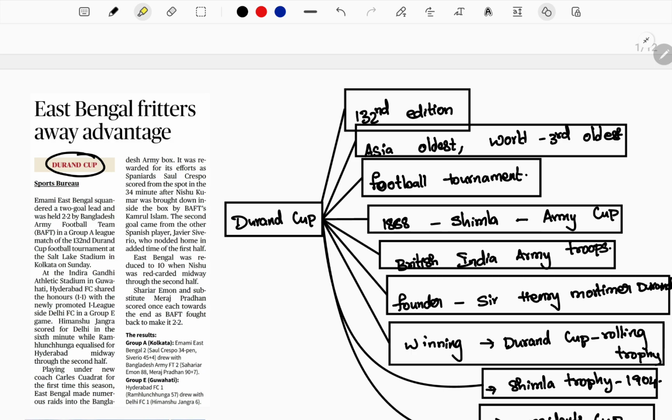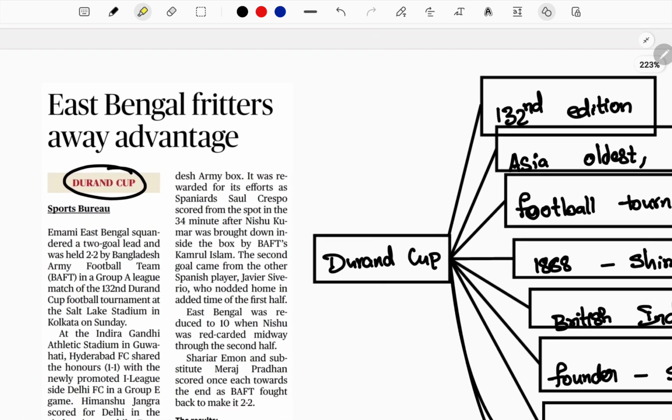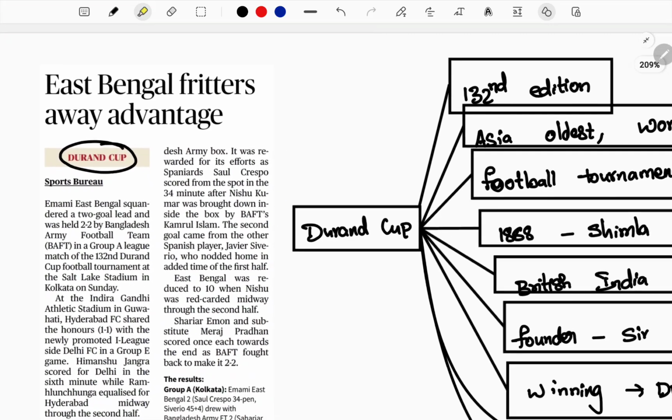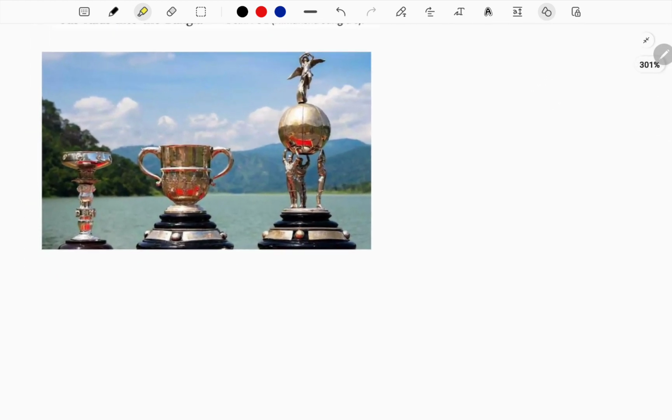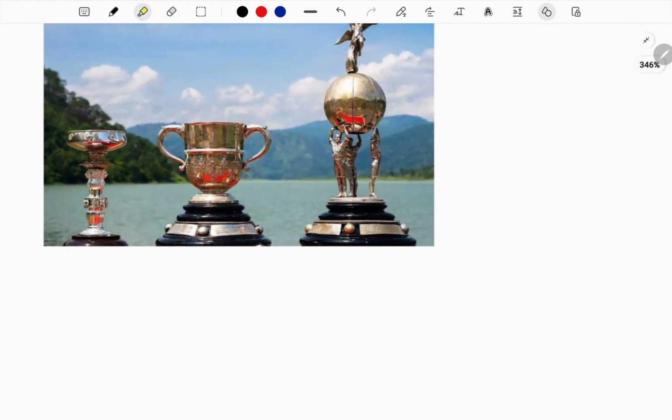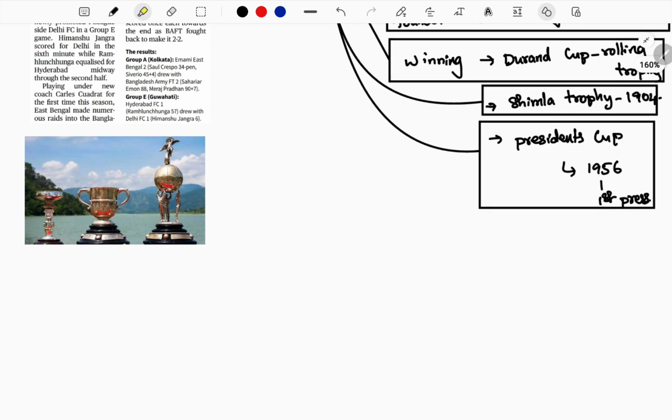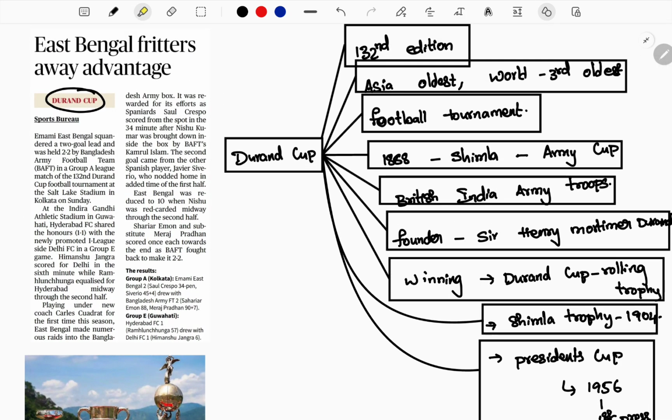So here, recently in the news: East Bengal fighters at an advantage in the Durand Cup. We need to understand what this Durand Cup is. Here you can see 3 cups are portrayed. Why are 3 cups provided for the Durand Cup? Everything will be answered through this video and the content.